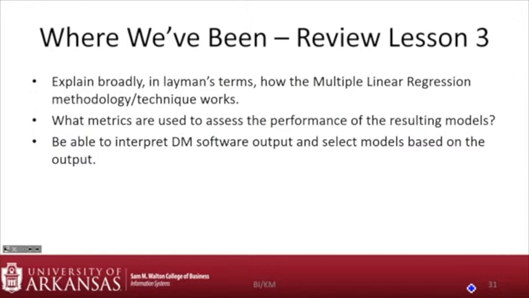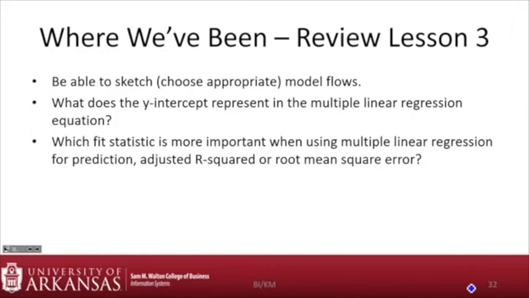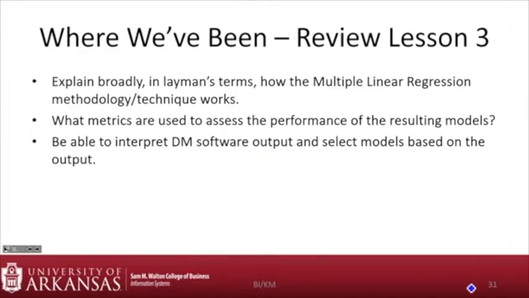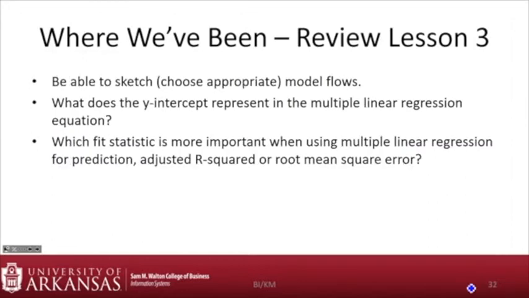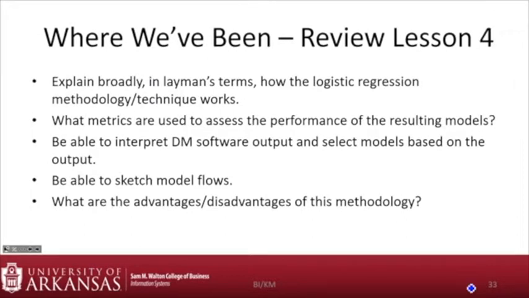So, kind of big picture, how does it work? What metrics do we use to assess it? ASE, root mean squared error, or misclassification rate. And if I give you some output, could you tell me something about it? Okay, so if I gave you an equation and asked you which variable had the biggest impact, could you tell me?